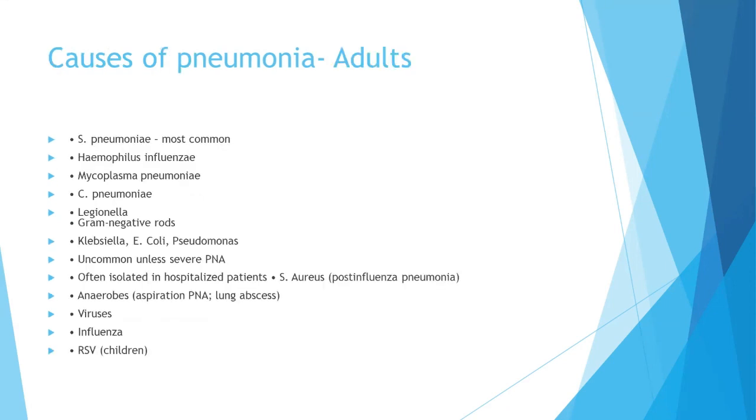So, the causes of pneumonia in adults. Streptococcus pneumoniae is the most common, and then comes Haemophilus influenzae, Mycoplasma pneumoniae, and then we have Legionella and some gram-negative rods like Klebsiella, E. coli, Pseudomonas. There are some uncommon causes also, which are often isolated in hospitalized patients, like Staph aureus. Anaerobes can also cause pneumonia, and some viruses like the respiratory syncytial virus in children, and influenza may be the cause of pneumonia in children.